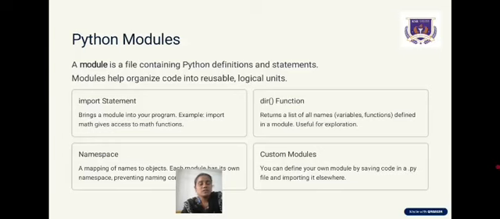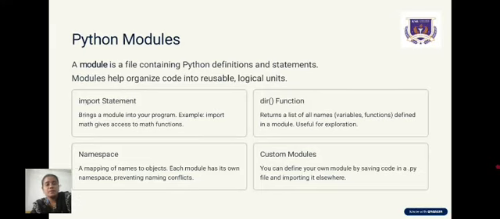Import statement means bringing a module into your program. Example, import math gives access to math functions. Next one is namespace. A mapping of names to objects. Each module has its own namespace, preventing naming conflicts. Next one is the dir function, which returns a list of all names defined in a module. Next one is custom modules. You can define your own module by saving code in a .py file and importing it elsewhere. .py is the extension of Python.